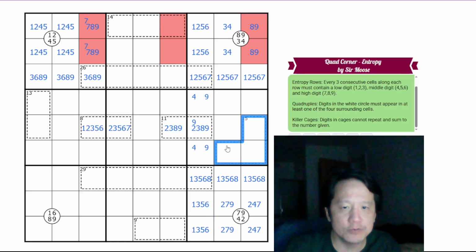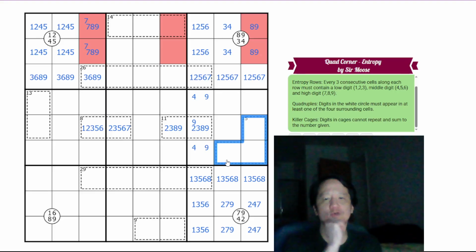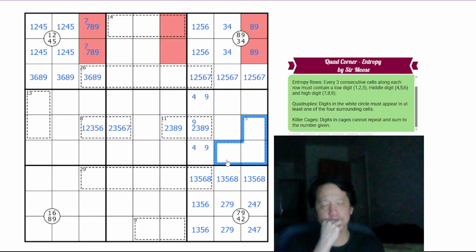So there's no 9 here to add up to 15. There's no 4 here to add up to 15 either. So without 4 or 9, how do you add up to 15? You could have 1, 6, and 8. 2, 6, and 7. 2, 5, and 8.